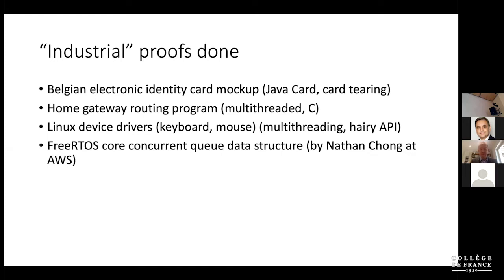And then very recently, Nathan Chong at Amazon Web Services used VeriFast to verify the core concurrent queue data structure of the FreeRTOS real-time operating system. So that's also a nice result, not by us, but by someone else. So that's even nicer. He was able to verify also some functional correctness properties of this concurrent queue data structure. Except for the last one, we only verified memory safety and data race freedom.